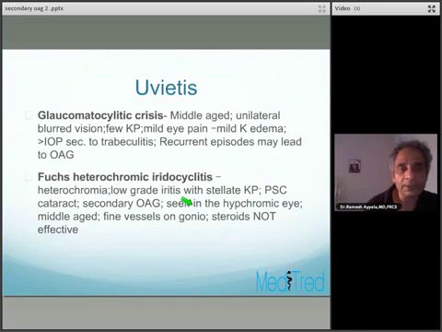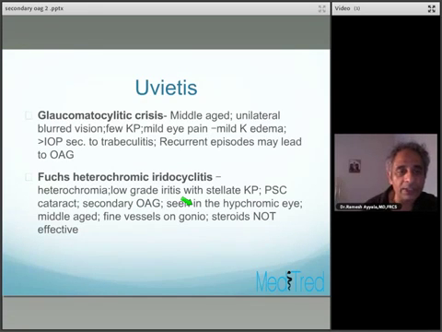There are several kinds of specific presentations of certain kinds of uveitis that you should be aware of. Glaucomatocyclitic crisis, which is frequently asked but rarely seen in clinical practice. This is a condition that is often seen in middle-aged female patients. They present with unilateral blurred vision of a few days' duration with mild conjunctival injection, often mistaken for conjunctivitis. When you examine these patients, you will have a mild corneal edema with a few keratic precipitates in the lower half of the cornea. The patient can exhibit some mild eye pain.